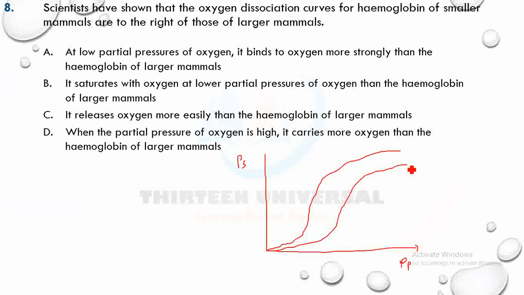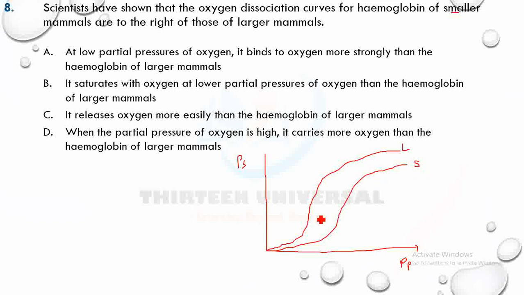Let's assume that this is for larger mammals, so call it L. The question says that scientists have shown that the oxygen dissociation curves for hemoglobin of smaller mammals are to the right of those of larger mammals. Now this is larger mammals, the smaller ones are to the right. This is the right side. So this is the one for smaller mammals.